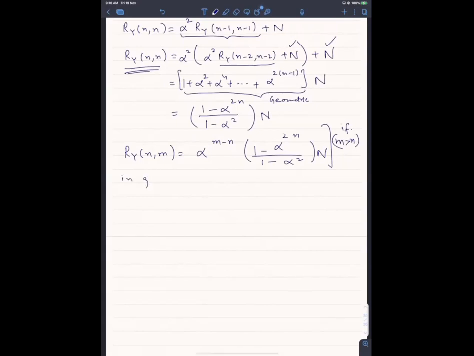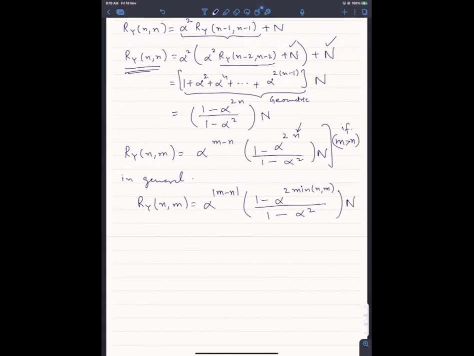In general, r_Y(n, m) would be equal to alpha power, we can write it as m minus n, irrespective of whether m is bigger or smaller, it doesn't matter, we can write m minus n, and 1 minus alpha power 2, here this is n when n is smaller than m. If m is smaller than n, then I can write this as 2 min of n comma m, divided by 1 minus alpha square times n.